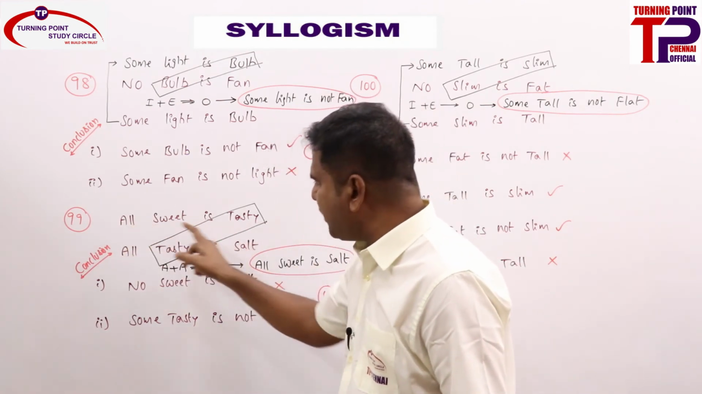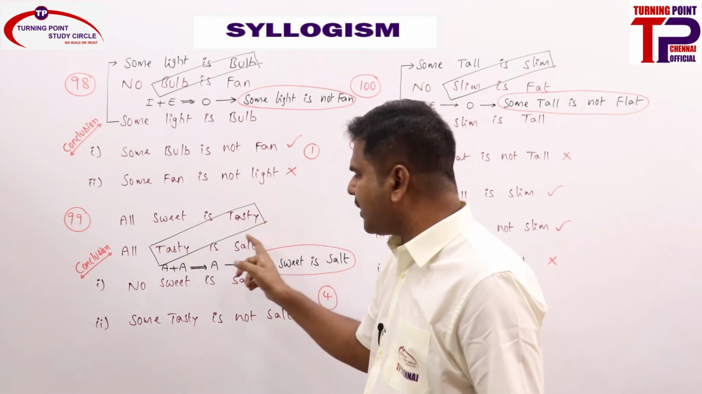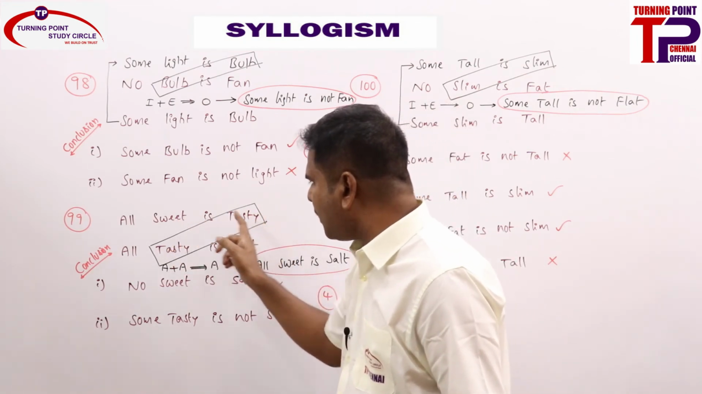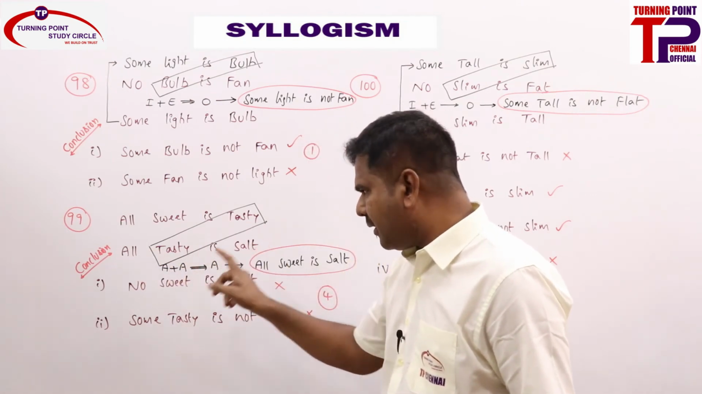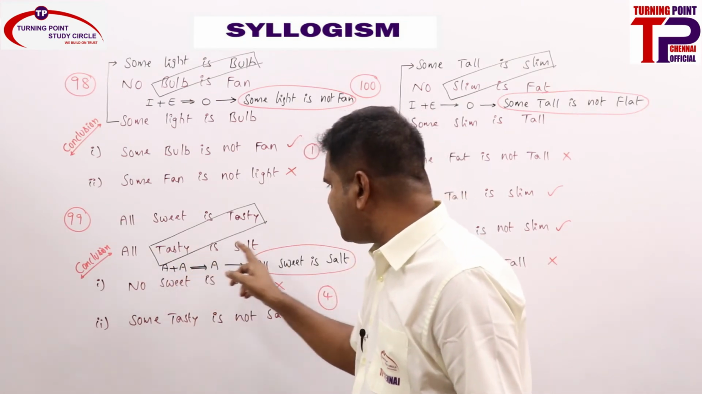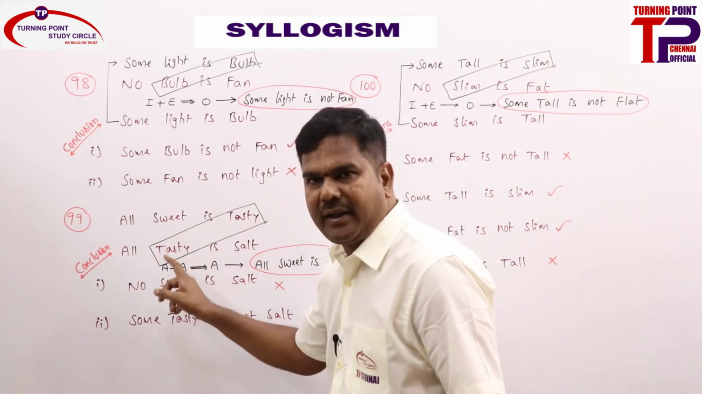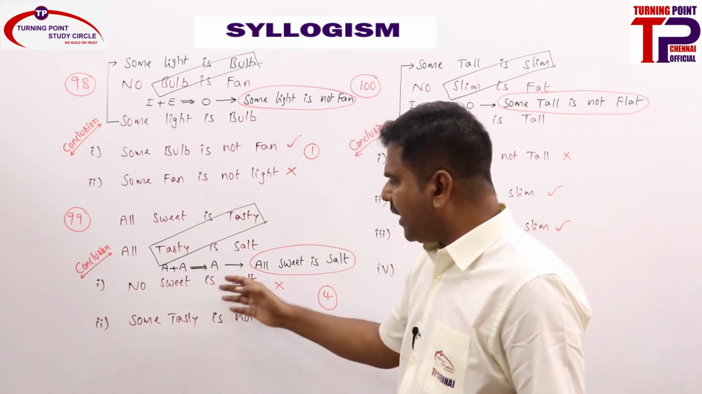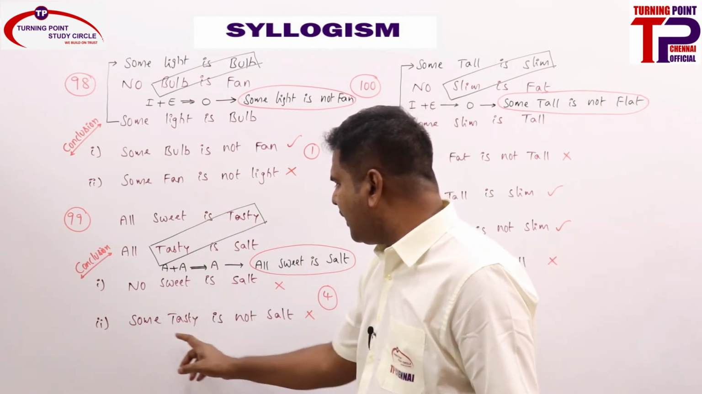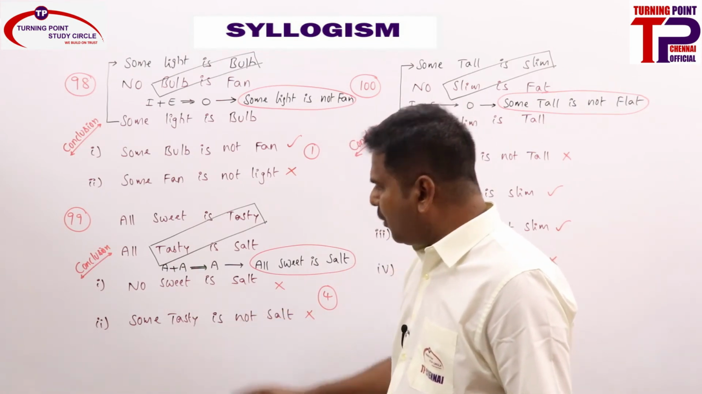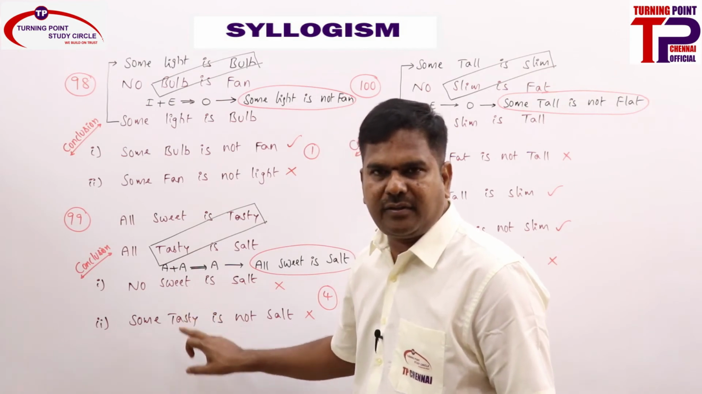Now, individual statements. All sweet is tasty can be converted as some sweet is tasty or some tasty is sweet. It is not given. All tasty is salt can be converted as some tasty is salt or some salt is tasty. That is also not given. Finally, we need to check for a complementary pair. Complementary pair: no sweet is salt, some tasty is not salt. This is an E statement, this is an O statement.